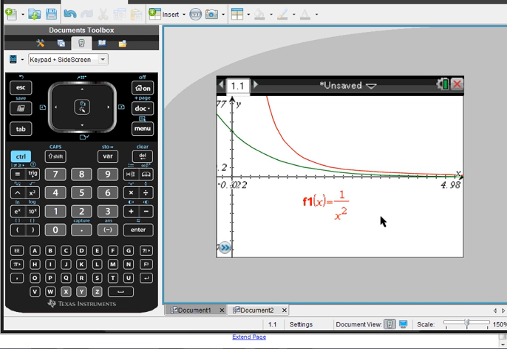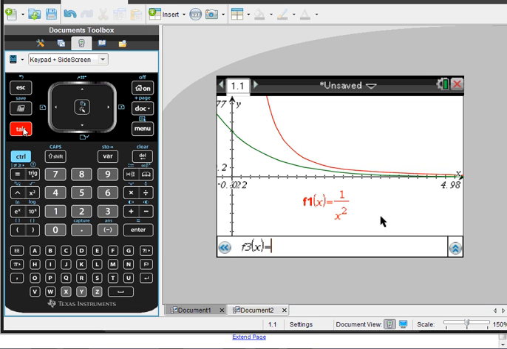It's off the screen. But see, the red is 1 over x squared. The green is e to the negative x. Wait, you just said it backwards. I might have. The red one is 1 over x squared. The green one is e to the minus x. Let's add in e to the minus x squared.